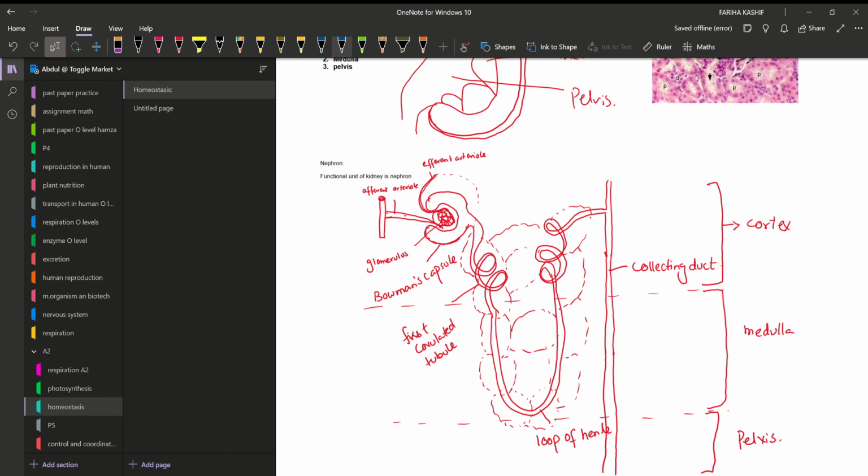So we are studying about nephron. What is the first part of the nephron? The first part of the nephron is called what? What is this structure? Bowman's capsule. What is Bowman's capsule? It is a cup-shaped structure.